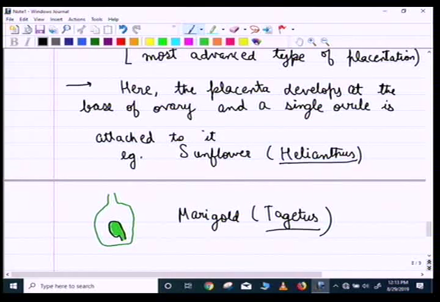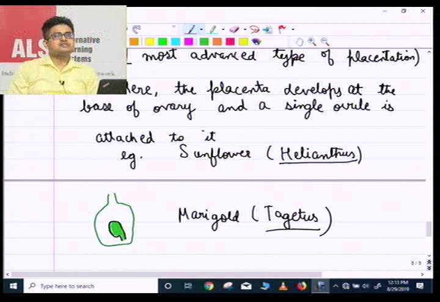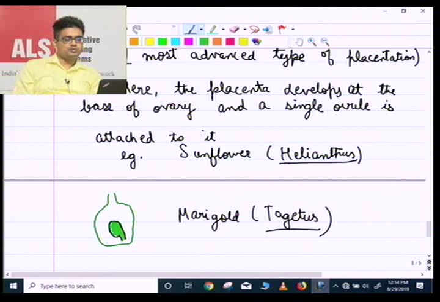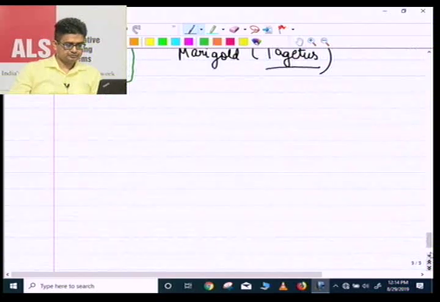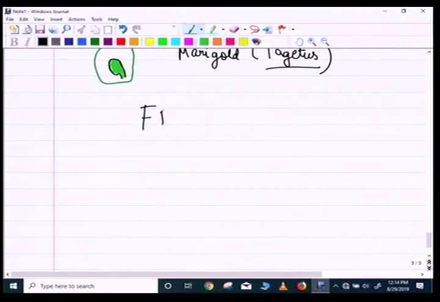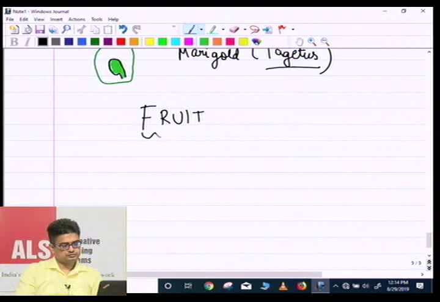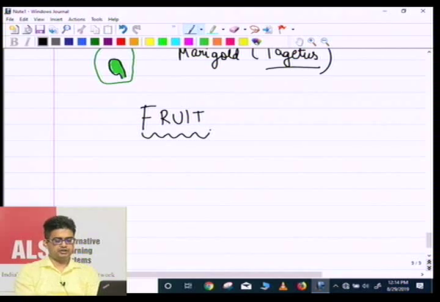And now we can carry on to the fertilized ovary called the fruit. And then we will study the fertilized ovule called the seed. So now please put the heading to a very, very important topic. And you must have seen a lot of questions from this. Okay. So please put the heading fruit.